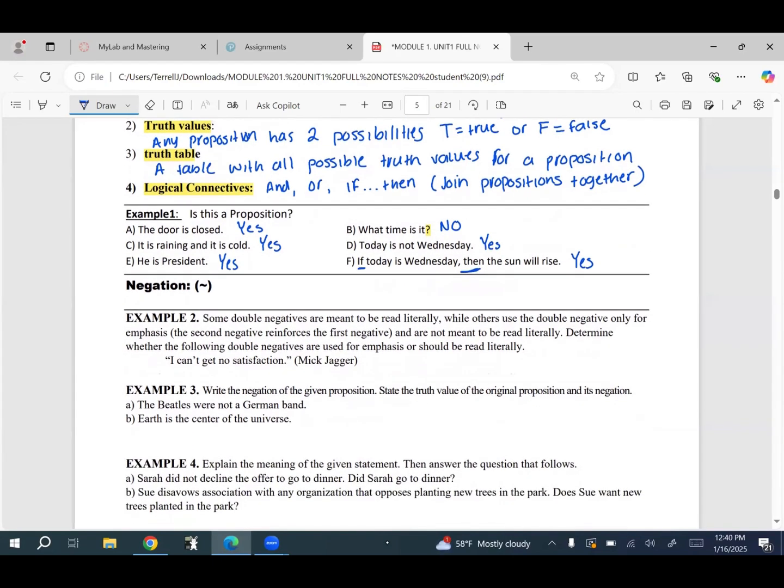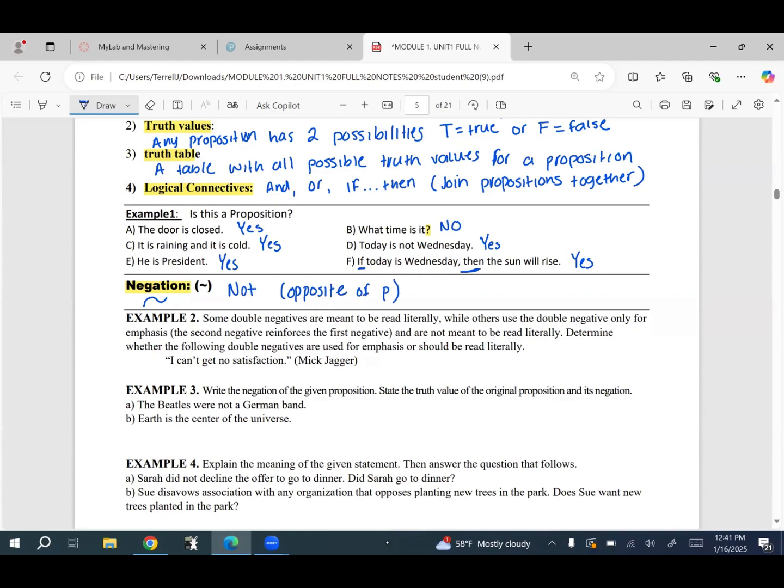Okay. Let's talk about negation. So the symbol for negation is that squiggly line, just like that. Looks like this, just a squiggly line. Negation literally means not. So it's actually also sometimes considered the opposite. So if I have a proposition P, the negation would be the opposite of P.